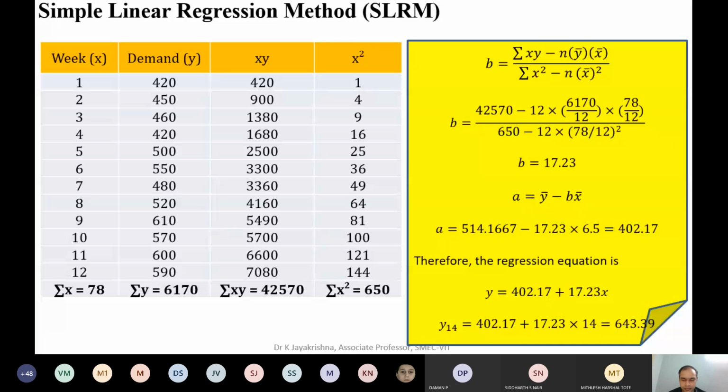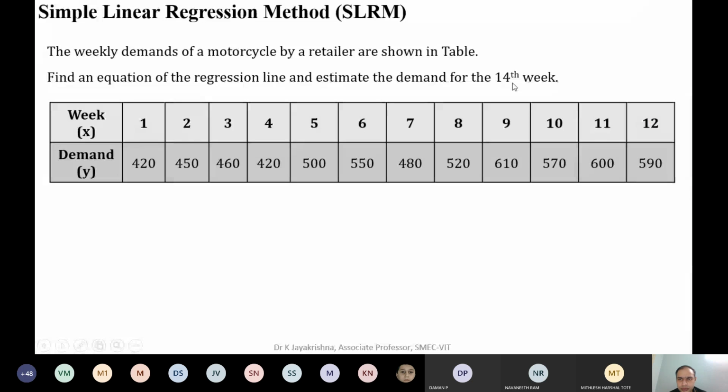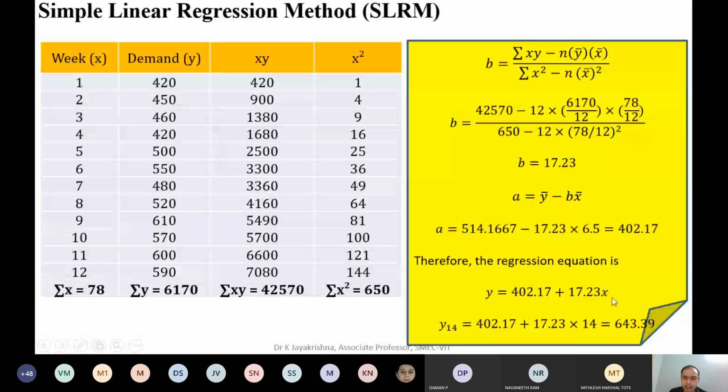Yes, sir. In that x, we will put 14, right? Yeah. In this x, we should put 14 because in this problem it is the 14th week. They're asking us to forecast the demand for the 14th week. That's why I'm putting 14. If in your problem they are asking for any other week, you can put that one. Okay, sir. Got it. Okay, super. If you have any doubt, I can wait. Is everyone clear? I can wait one or two minutes in case you have any questions on this forecasting.